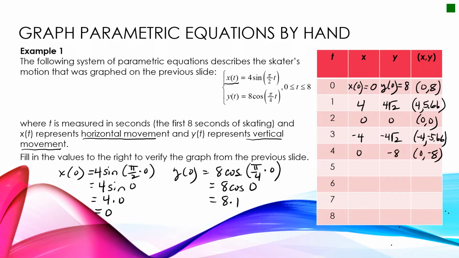At 5 seconds, I'm at 4 and -4 root 2. So (4, -5.66). At 6 seconds, I'm back at (0, 0). At 7 seconds, I'm at -4, and for the y value, I'm at 4 root 2.